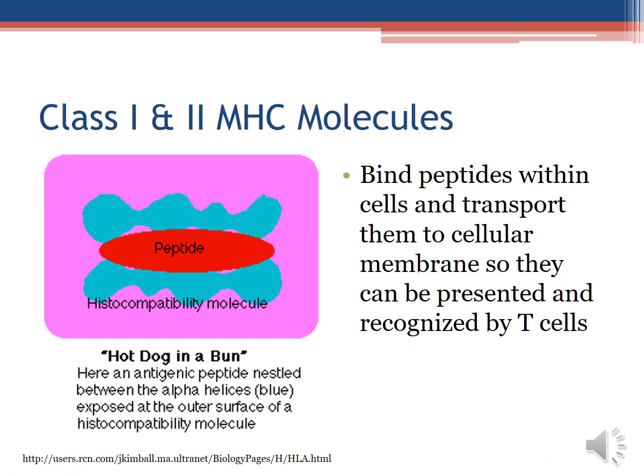So we have our class 1 and class 2 MHC molecules. They're basically the same, however their chemical makeup is different, which we will go over in the next couple of slides. But as a whole, it's like a hot dog in a bun. We have our antigen in between the bread, and our bread is our MHC class 1 or class 2 molecule, and it's going to present this peptide or antigen to our T cells to see if the T cell recognizes it in order to stimulate that T cell.